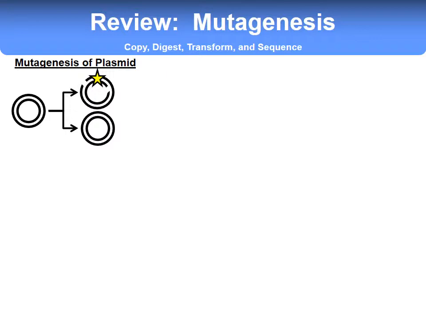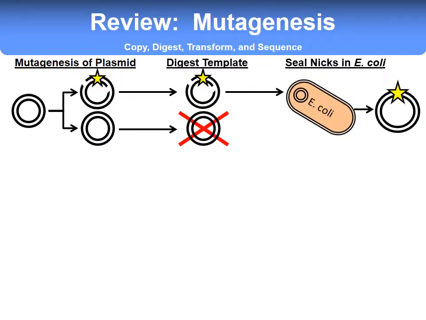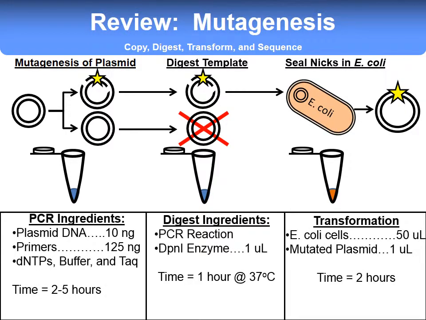Okay, so just to review. First step in mutagenesis is to do the PCR, and that's going to give you two products. It's going to be the original template and the mutated plasmid. Then you're going to add DpnI to digest the template, so that gets rid of the unmutated gene. And then finally, you take that nicked plasmid, put it into the E. coli, they fix it, and make a lot more of it for you.